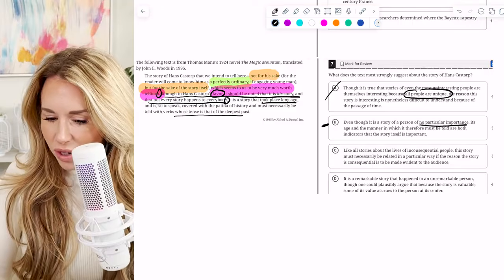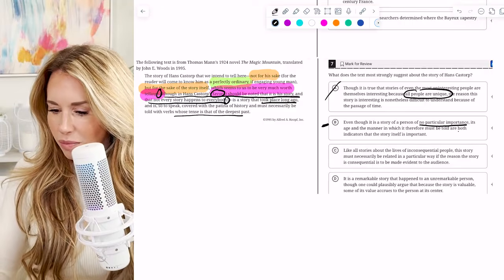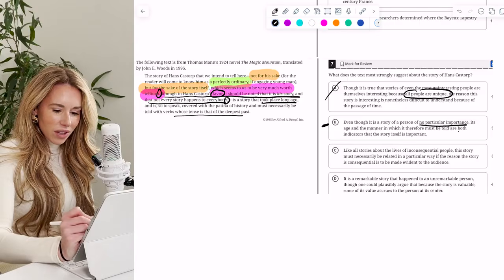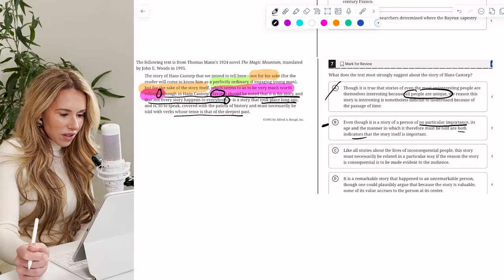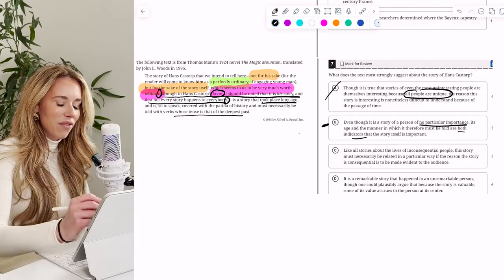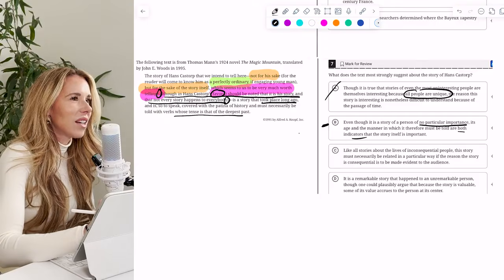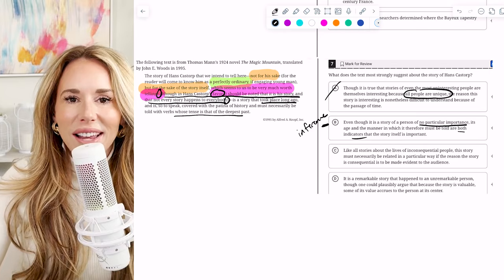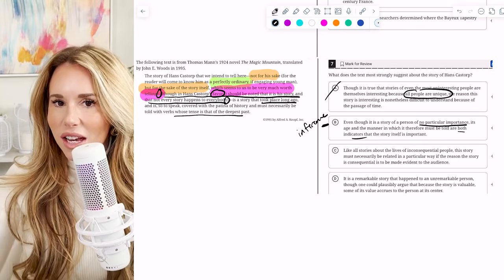Like, it does talk about using verbs of the deepest past, but it doesn't necessarily mean those are the indicators that the story itself is important. So I feel like you'd be making an inference when the text didn't actually say that. That's what is a little sneaky about B.